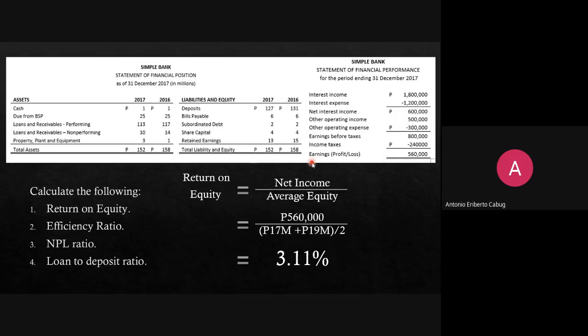3.11%. Meaning, when we measure the profits as a percentage of the equity investment, the shareholders have an average of 18 million equity in this bank, and 3.11% of that amount would be the size of the profit. Return on equity is a measure of profitability.